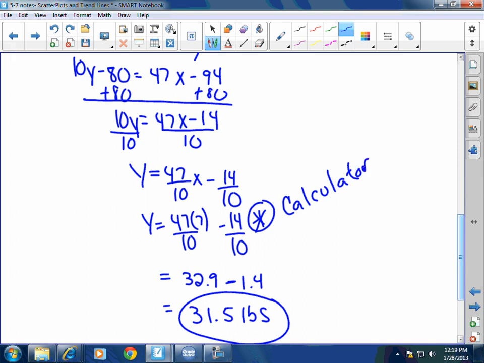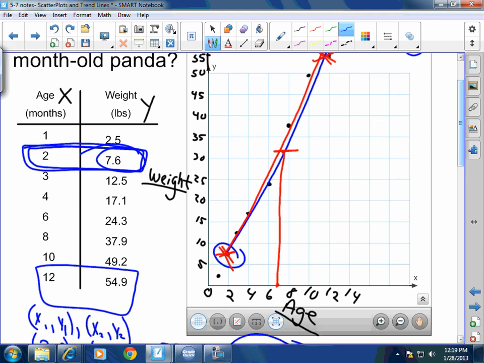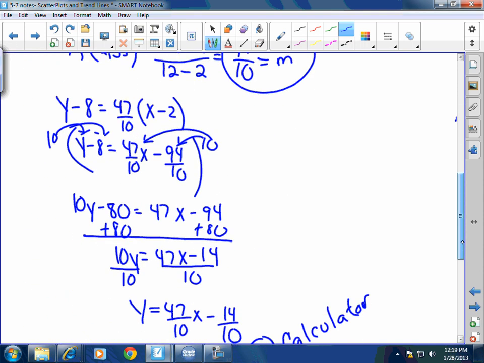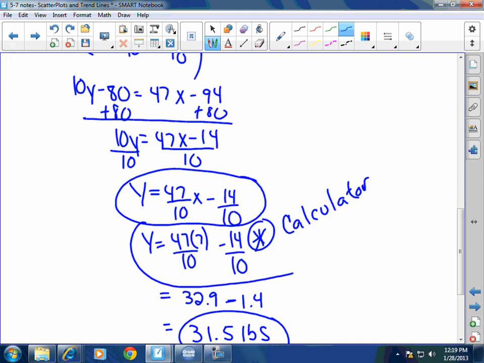Now, the way I'm going to do it on the test is like this. I'm going to give you a fourth if you can graph it. A fourth if you can find the anchor points and make a trend line. A fourth for writing the equation, and then 1/4 for actually solving it.